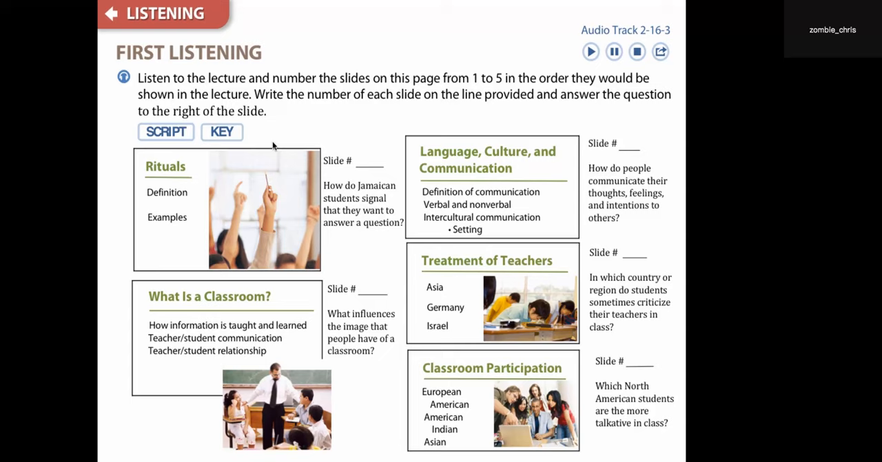So I'll play this recording as we always do. We'll go through it once. Just try to put these slides into the right order as you hear them in the lecture. And then we'll look at the individual questions.